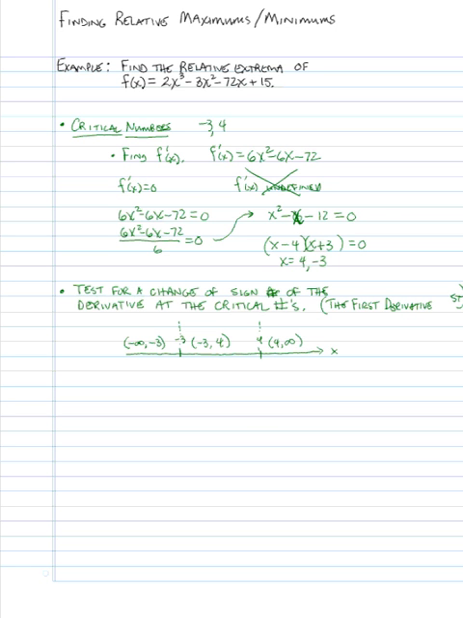Now, what we're going to do, again, is look for a change in sign of the first derivative. That's what we're going to be doing. I'm going to set it up this way. Let's make one more column out here, and in here is the sign of f prime of x.